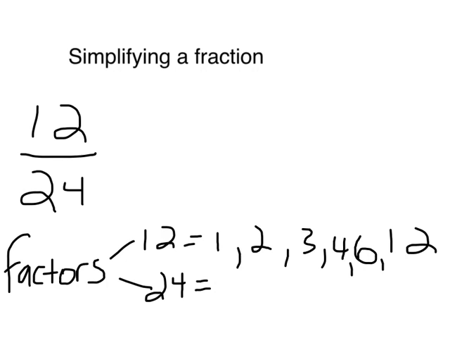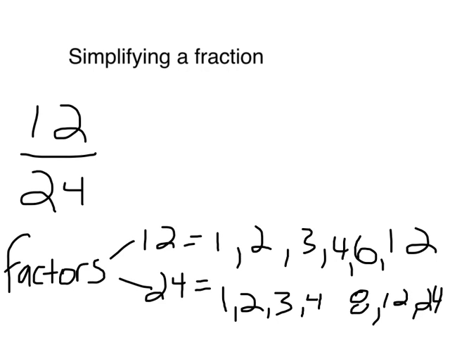Do the same thing with 24. I have 1 and 24. I have 2 and 12. I have 3 and 8. And then I have 4 and 6, and then we don't have 7, so we know we're good. We've got all the factors there. Again, that's 1 pair, 2 pairs, 3 pairs, 4 pairs total.